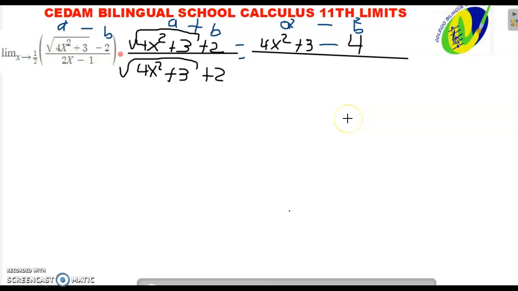Alright, and the same on the denominator, so it doesn't change. We have 2x minus 1, multiplied by the square root of 4x squared plus 3, plus 2.